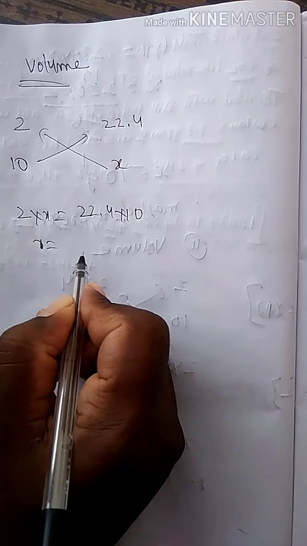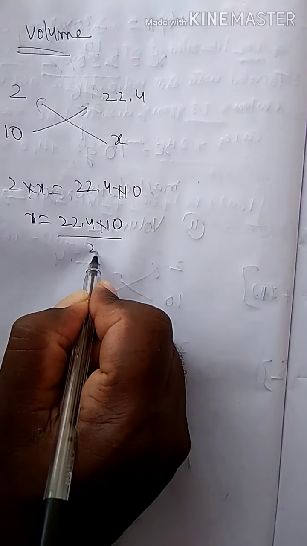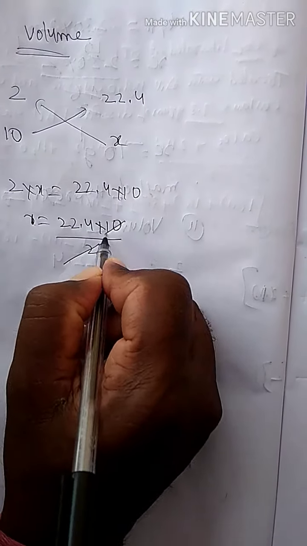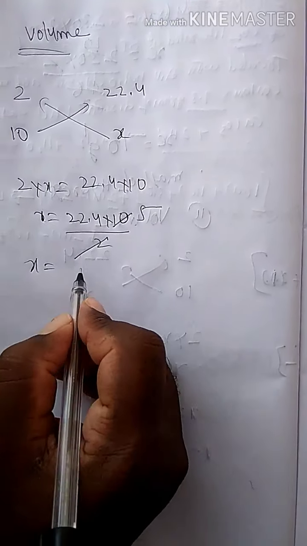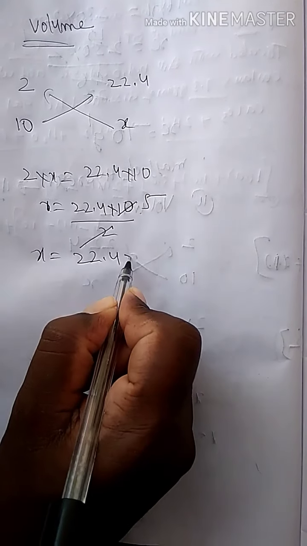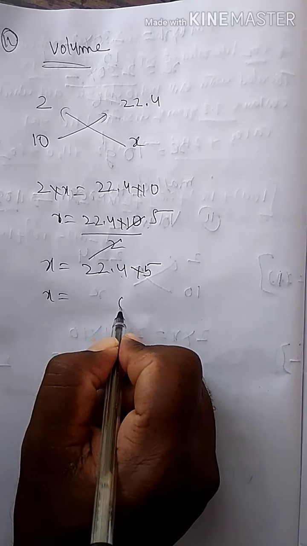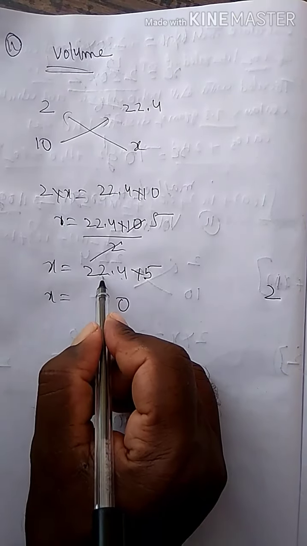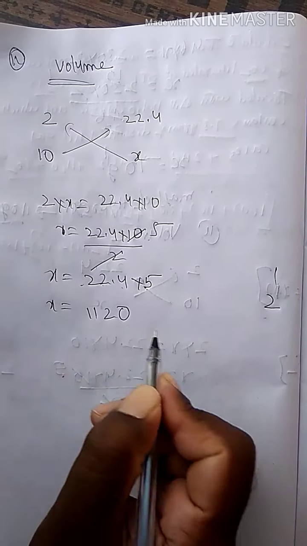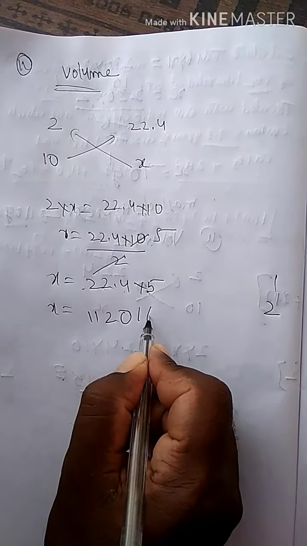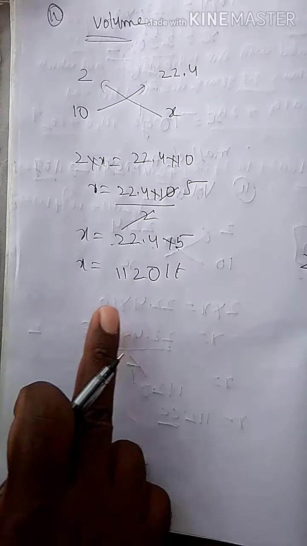Now X is equal to 22.4 into 10 by 2. This 2 is coming down. 2 ones are 2, 2 fives are 10. X is equal to 22.4 into 5. 5 fours are 20, 2 here. 5 twos are 10, 10 plus 2 is 12. 1 is above. 5 twos are 10, 10 plus 1 is 11. So liters. Now the volume is how much? 112 liters. This is the volume.